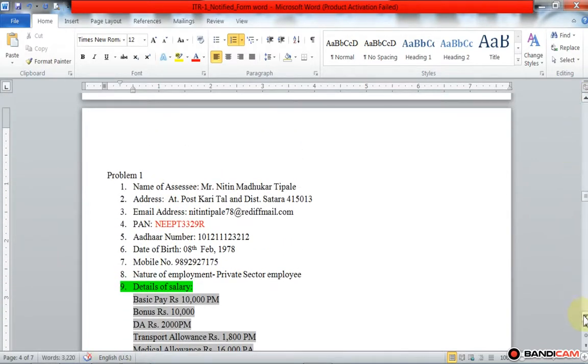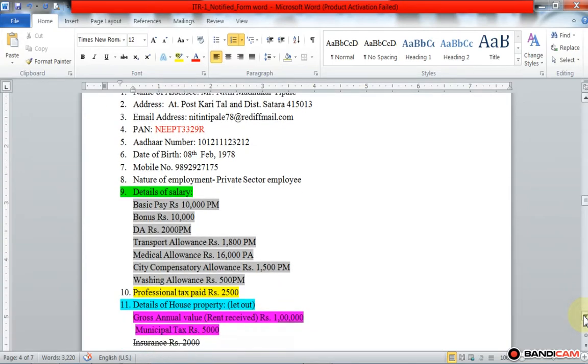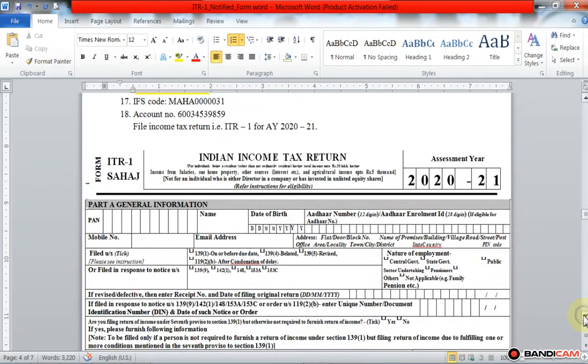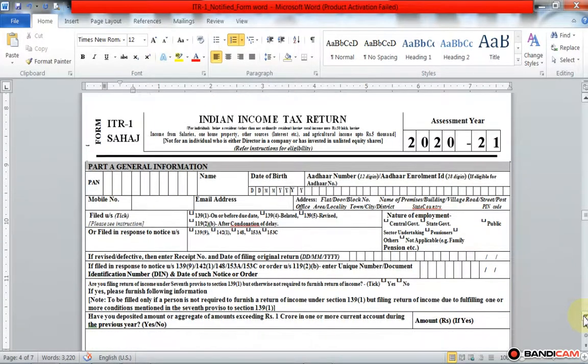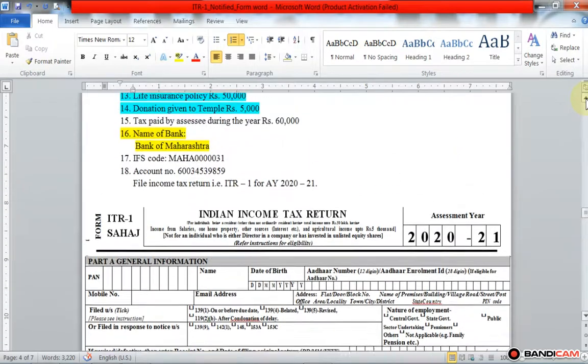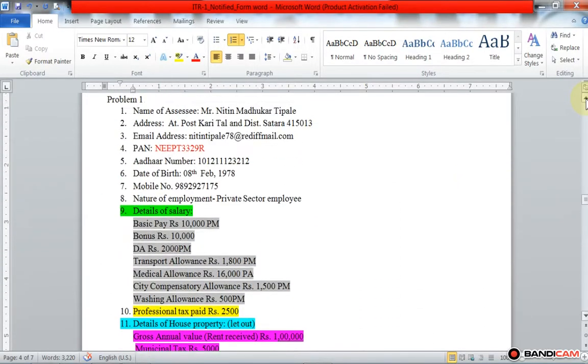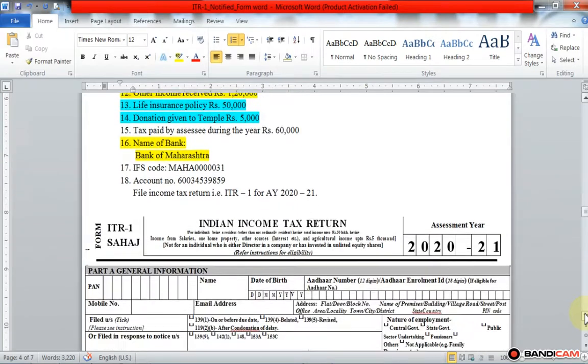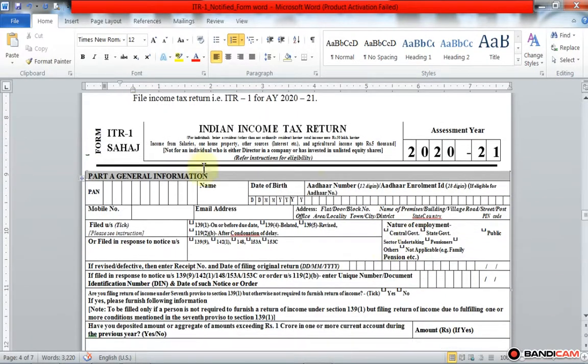So here all the information is given. Now we fill the income tax return 1. Start from part A, that is general information. PAN card number is given, that is NEEPT 3329R. So write down this PAN number in the respective column. So here first point is PAN number.